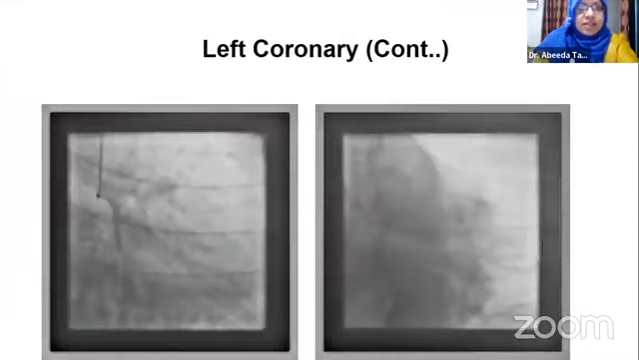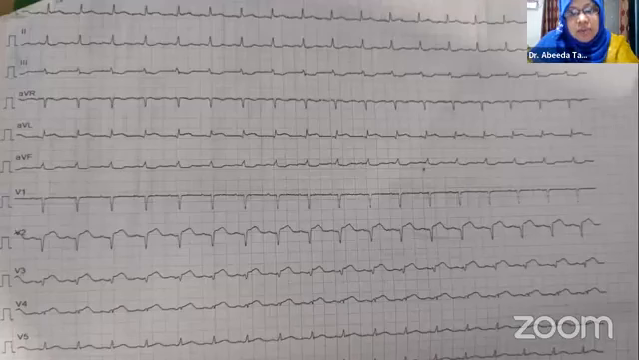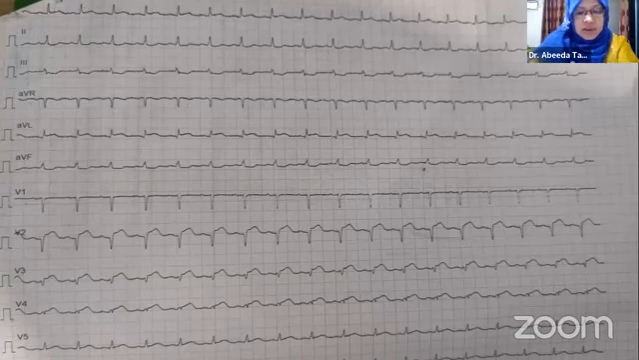So, sir, our next case is a 39-year-old lady. She was hypertensive, diabetic with a positive family history, and presented with chest discomfort and heaviness one month back. This is the ECG that she initially presented with one month back. In this ECG, I'd like to ask someone to comment.